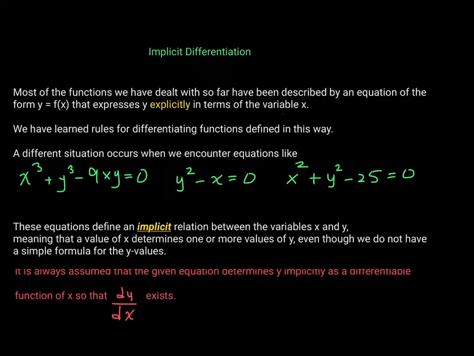Right before we get into our first example of what implicit differentiation looks like, it's very important that you and I know that we are going to assume that the equation we're looking at determines y implicitly as a differentiable function of x. So please consider y to be a function of x, so that dy dx exists. All right, so just remember that y is a function of x. Let's look at our first example.